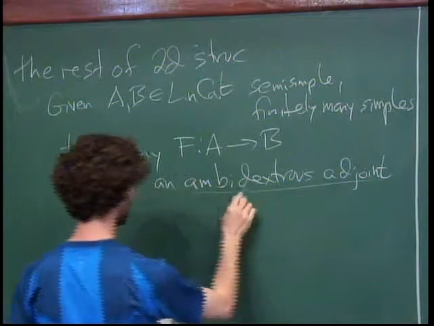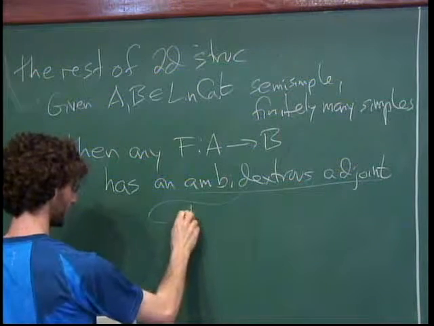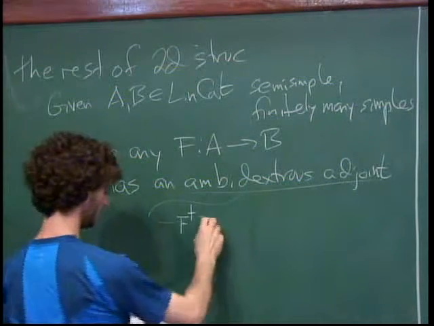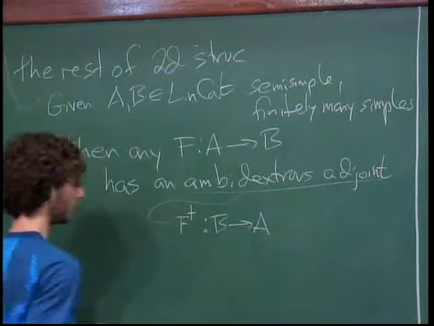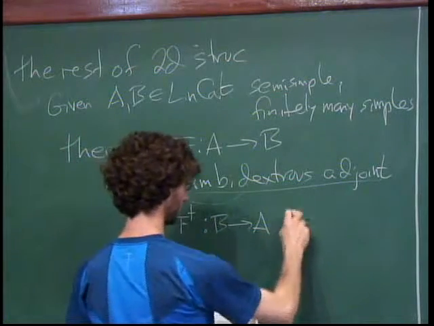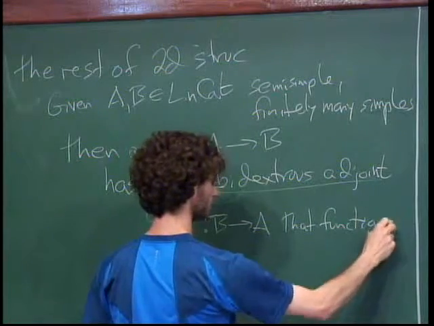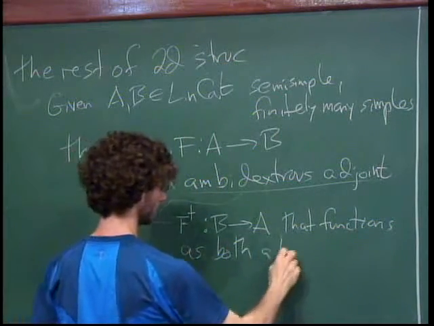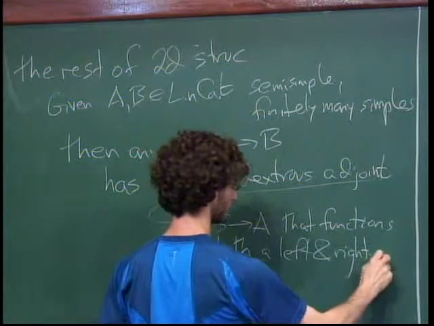So what does this mean? This means some morphism, which I'll denote F dagger, not dual because I'm no longer distinguishing left and right, because it works as both. So from B to A, it functions as both a left and right adjoint.